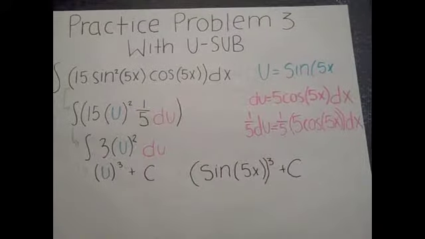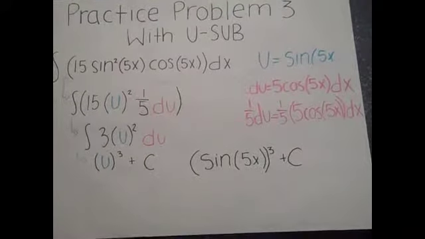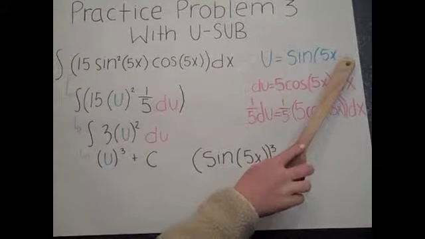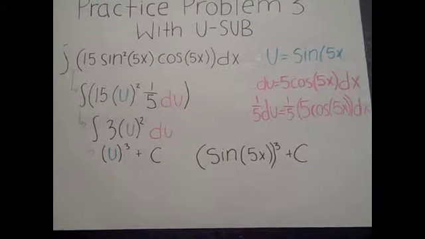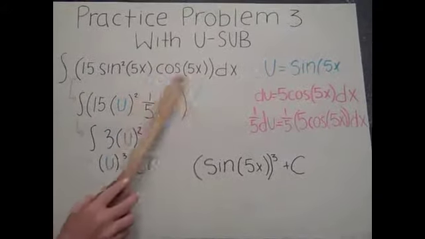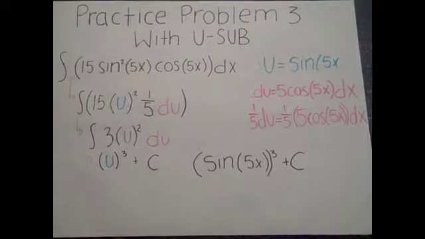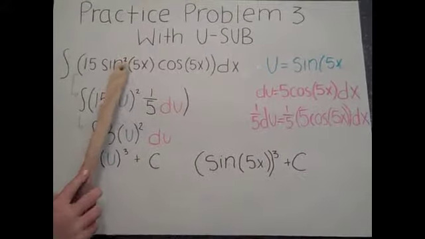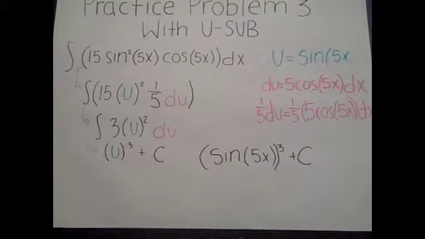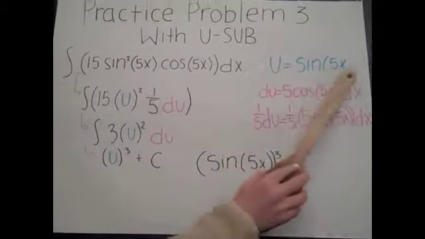The first step when using U-substitution in problem 3 is to identify what u is. In this problem, you can examine the equation and see that cosine is the derivative of sine, and that sine is the part of the problem raised to the highest exponent. This then should lead you to pick sine of 5x to be u.